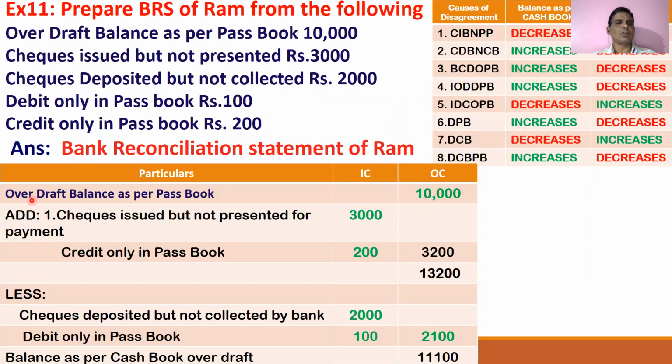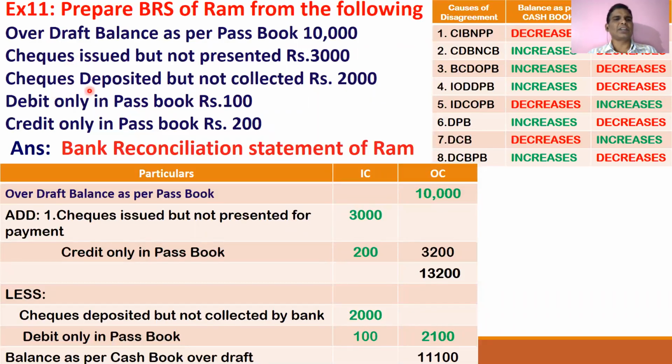First, you take overdraft balance as per passbook, 10,000. First point: checks issued but not presented for payment. When a check is issued, the cash book is credited. Cash book decreases, passbook increases. Given is passbook OD, increased, so we have to add. Checks issued but not presented for payment, 3000. Passbook increases, we have to add 3000.